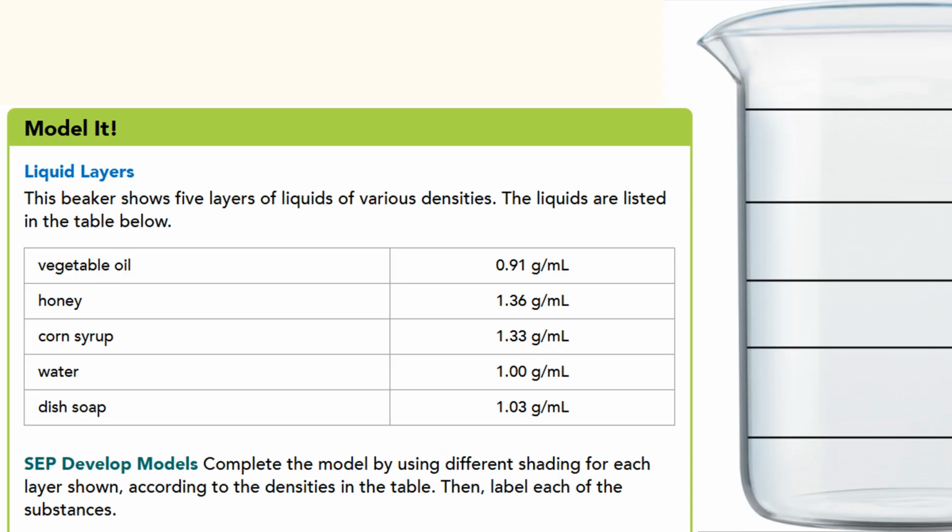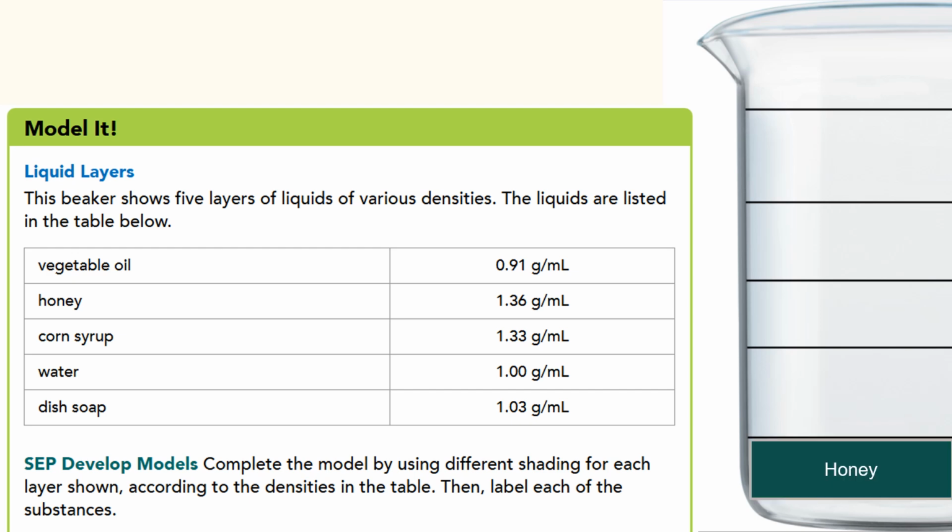All right, so now we're going to do the model it, liquid layers. So this beaker shows 5 layers of liquids of various densities. The liquids are listed in the table below. We have vegetable oil, honey, corn syrup, water, and dish soap, each with its own density. We need to complete the model by using different shading for each layer shown, according to the densities in the table, then label each of the substances. So, we are going to find the liquid that has the greatest density, which is going to be honey.